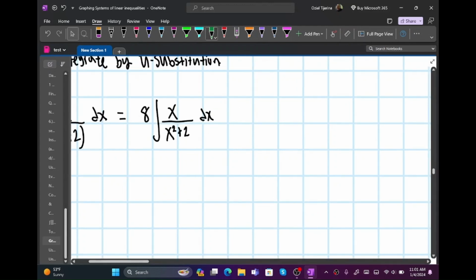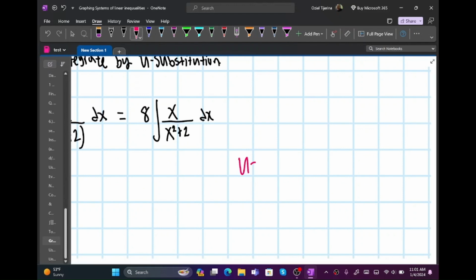So we're going to say that u is equal to x squared plus 2, right? Because it needs to be canceled. When we take the derivative of u, the x has to cancel out. We must have everything in terms of u. So u is x squared plus 2, and then du will be 2x dx. The derivative of u with respect to x is 2x, or du is 2x dx.